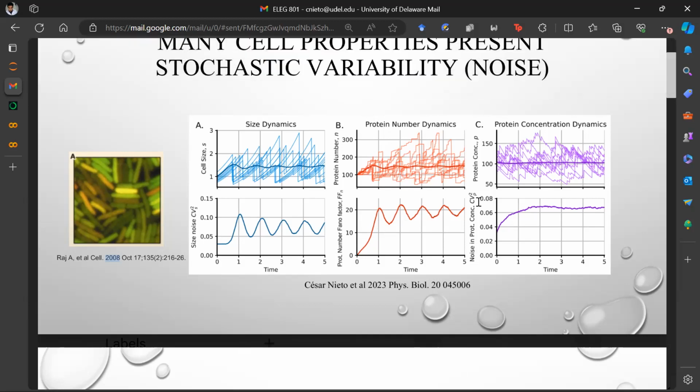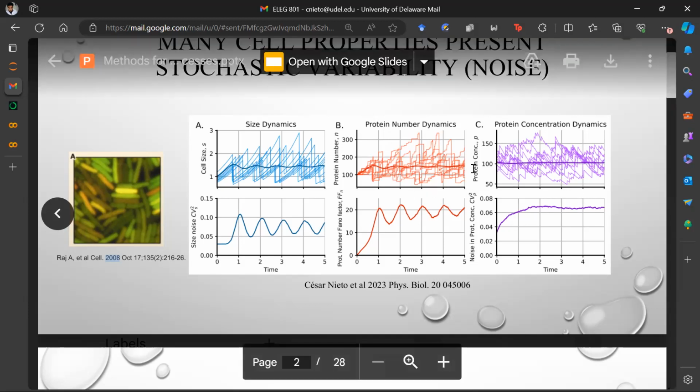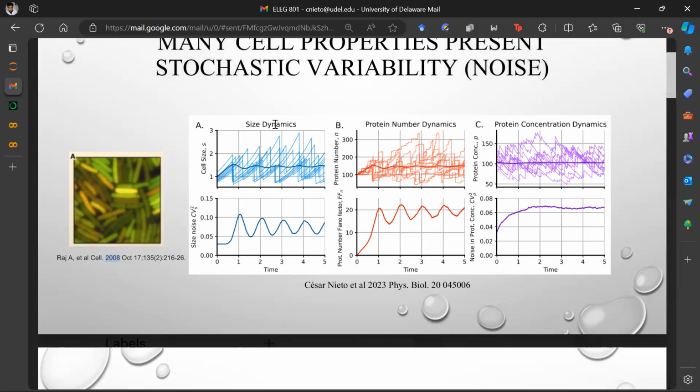And you can also measure the noise. In this case, for the number, usually you use the Fano factor. The Fano factor is the variance over the mean. So in this case, the Fano factor does have dimensions, but we're going to study it in more detail later. And if you have the protein over the cell size, you have the concentration.